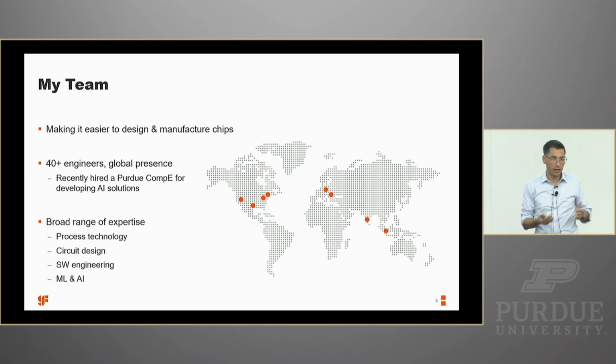I did recently hire a Purdue Comp E last year, so a Purdue grad, who is part of my team. His role is to develop AI solutions to help with the design process. So as an example here, the type of skills in my team that we're looking for are people who can take something like AI and apply it, but have some of that background in the domain in order to understand it.